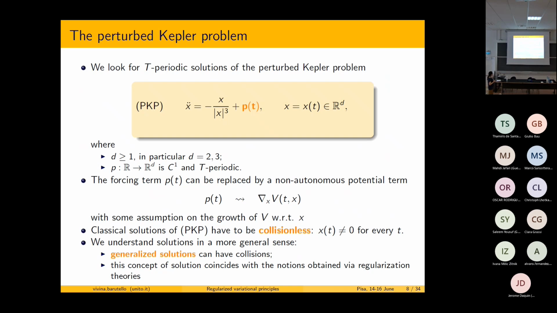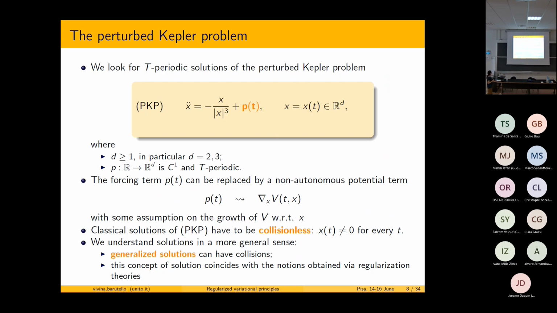Okay. The dimension. A priori, you can take any dimension you want, but the truth is that the more interesting results we find are in dimension 2 and 3. In dimension 1, everything is already well known, I will tell you, so you can think of dimension in the plane or in the space. This forcing term here can also be replaced by a term of this kind with a bound on the growth of the potential on X.